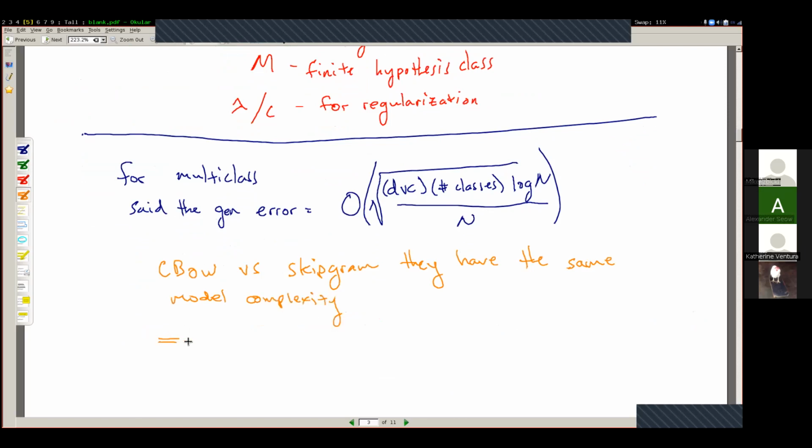So that'll imply the same generalization error. And we don't have a good theory about why one might work better in practice than another, other than you just try both of them and see which one has the lower E sub n when training.